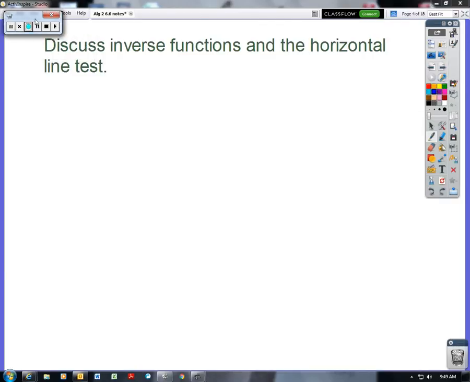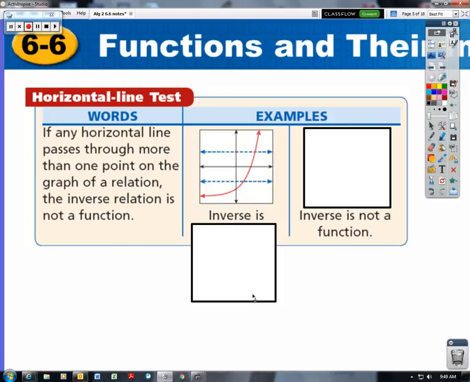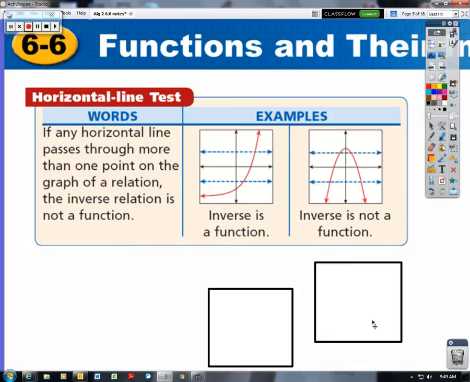Discuss inverse functions and the horizontal line test. Already did it. Moving on. What do we got here? If a horizontal line... Okay, so I just talked about this. Well, underneath we probably have some pictures. Yes, it passes the horizontal line test. This one's not going to pass. So, oh, there's a parabola. Don't worry about writing this down. This just confirms what I just said.